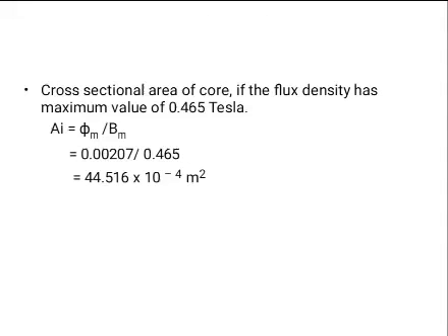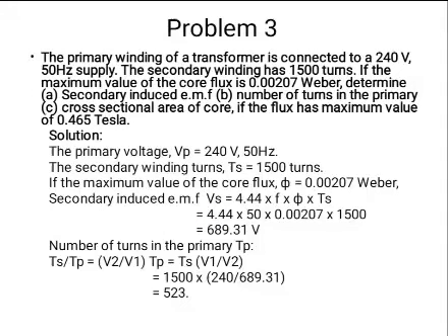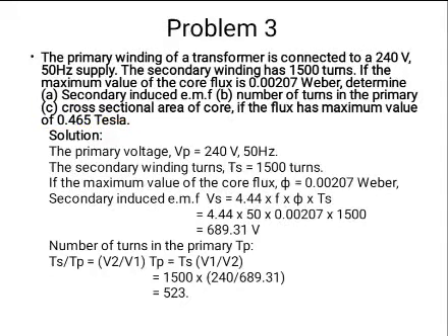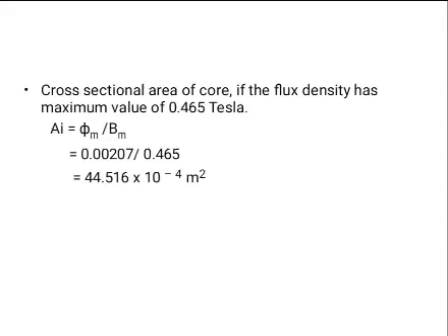Now the cross section area of the core, if the flux density has a maximum value of 0.465 Tesla. Bm is equal to phi m by A, or Ai is equal to phi m by Bm. Phi m is given and Bm is also given, so we calculate the cross section area Ai. It comes to around 44.516 into 10 to the power minus 4 meter square. This is the area of the cross section.